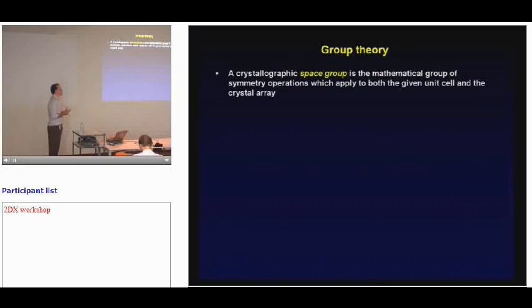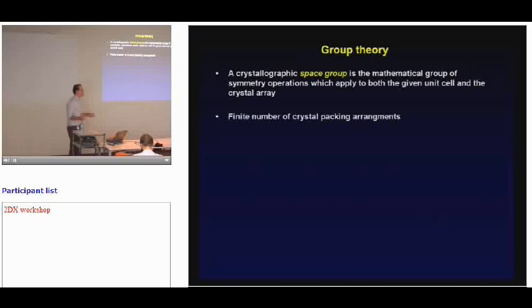Okay, so crystallographic space group theory is basically a class of mathematics called group theory, and I'm not going to go into too many details of it other than to acknowledge that that's what it is. But basically a crystallographic space group we can consider as a mathematical group of symmetry operations which apply to both a given unit cell and the crystalline array. So it's a group of symmetry operations which we can basically use to recover, through a number of symmetry operations, a number of averaging operations, all of the information that's within our crystal lattice.